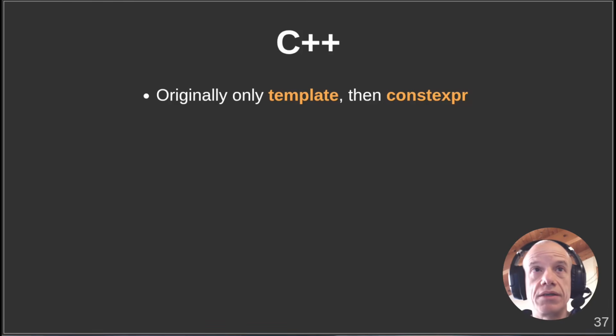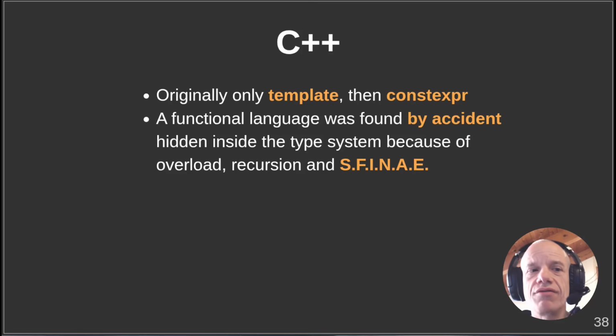Okay, C++. Originally, there were only templates in the early versions, then we got constexpr. The funny thing that happened is that a functional language was found to be present, and it was found by accident. It was not designed to be there. It was found in the type system because of the interaction of three different mechanisms. One was overloading, the other was recursion, and the third one is really weird.